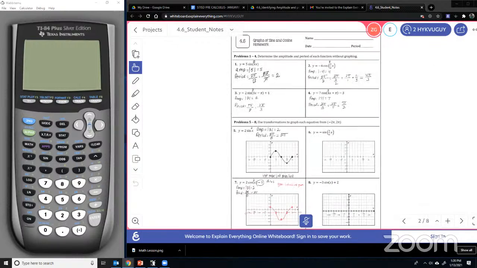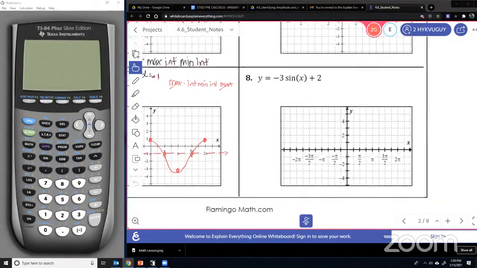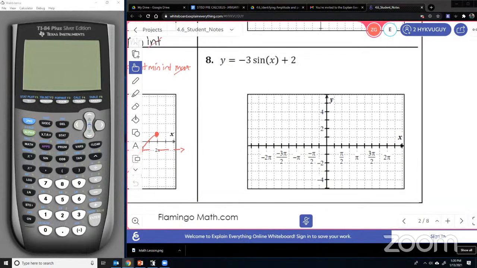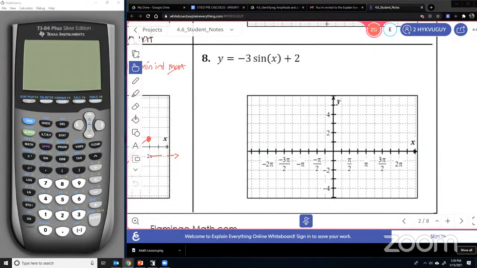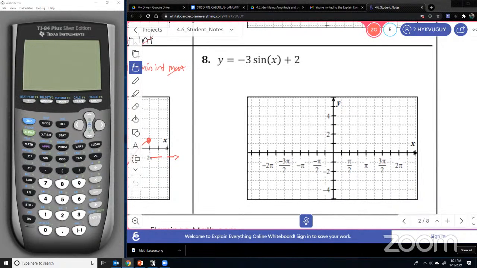All right, so let's look at number 8. I'm going to ask people questions. The next students to ask questions are Dylan, Hope, and Arantex. Give me the amplitude. Remember, it's going to be the absolute value of -3. So she's correct. The amplitude of -3 is 3.